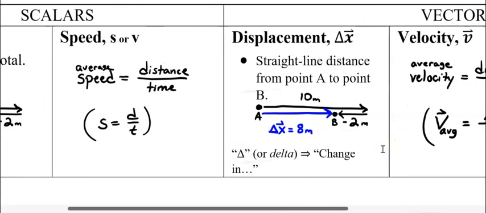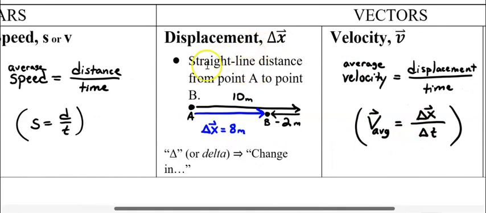Now, displacement would be the straight line distance, because it's an arrow, that connects point A to point B. So in this case, you can see that point A to point B, even though I ended up going 12 meters, I really effectively only ended up 8 meters away from where I started. So that means delta x, in this case, is equal to 8 meters. And recall, delta is the triangle, and it represents change in. So it's a change in x.